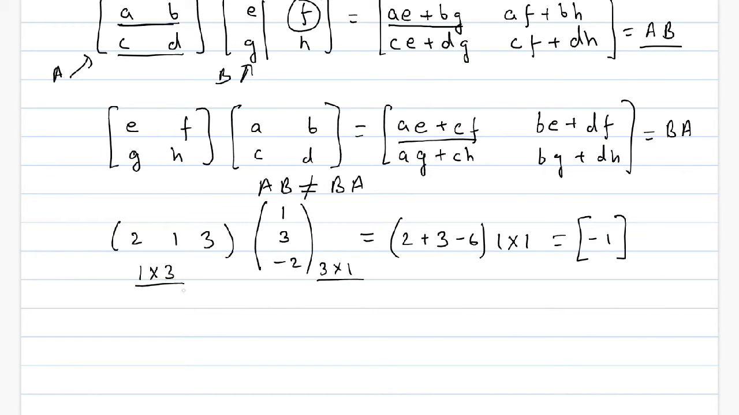So whenever we are multiplying matrices, the number of columns in our first matrix should be equal to the number of rows in our second matrix. That is very important. If that is not true, we will not be able to multiply our matrices. So the number of columns in our first matrix should be equal to the number of rows in our second matrix. The other values can be different, but these two have to be the same.